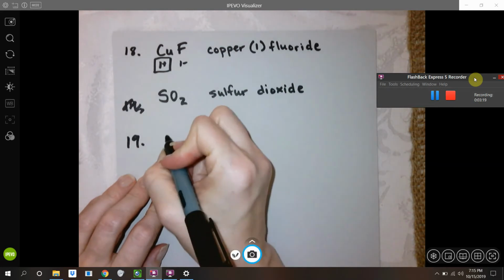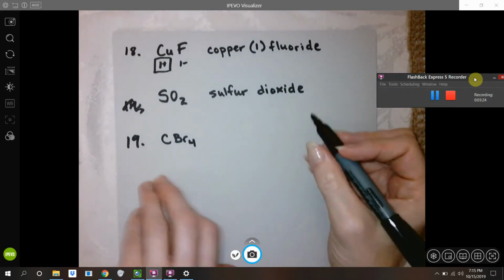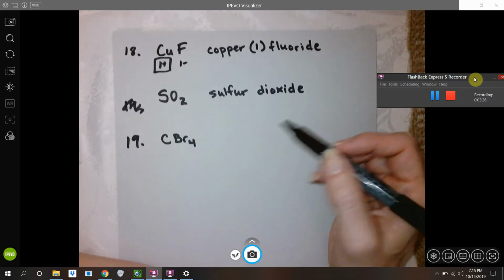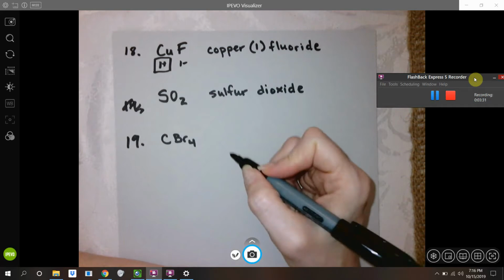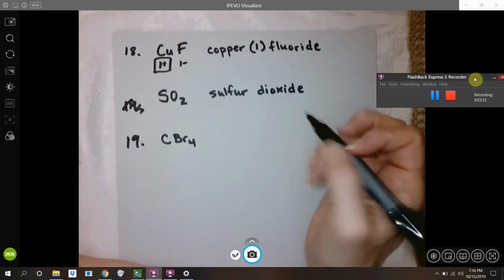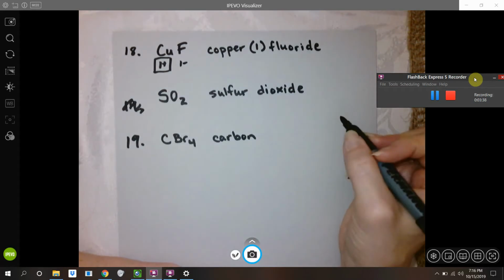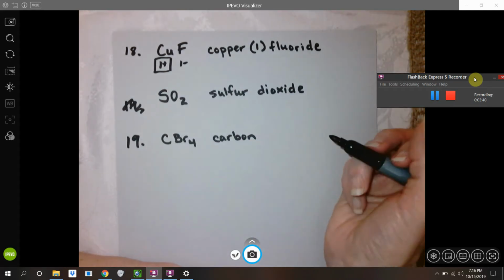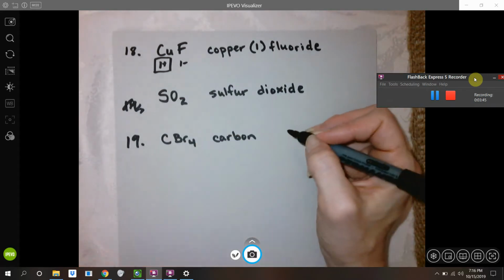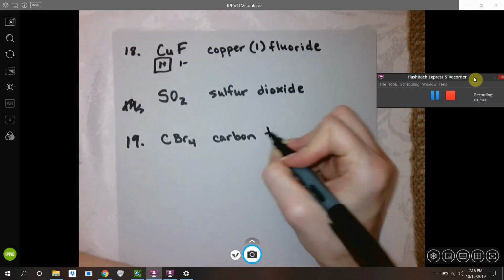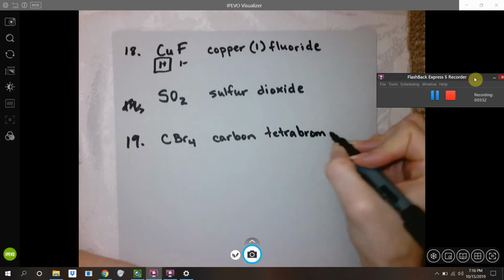Okay, now on to 19. So we're still naming. The first one is CBr4. So our first question is, is that ionic or covalent? There's no metal in there, so we'll say it's covalent. And if it's covalent, we can use our prefixes to name it. So the first one, carbon, because there's only 1, and it's the first one, we won't give it the mono. And then there's 4 bromines, so we're going to say tetra for 4, and bromide with that IDE ending.